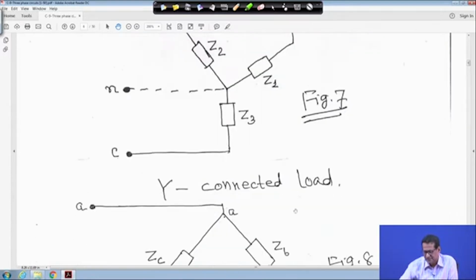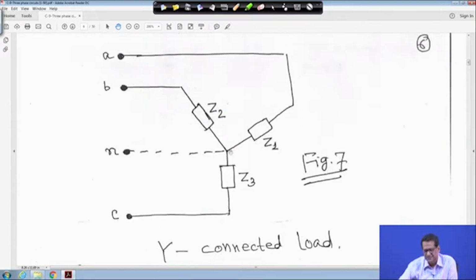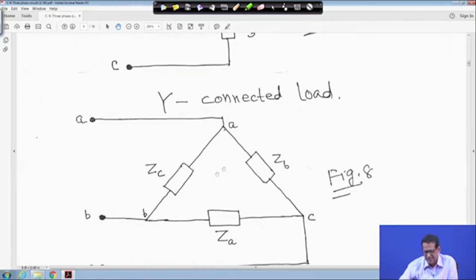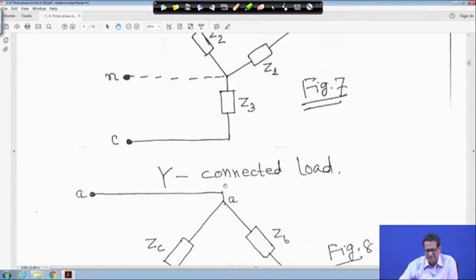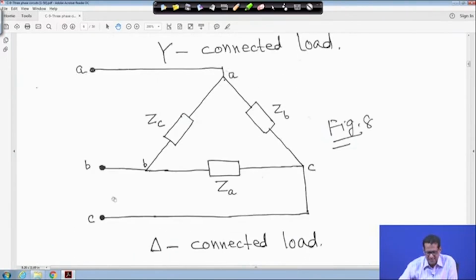This is for a star connected load. In a DC circuit we have studied star connected, and this is the delta connected. It is ZC, ZB and ZA. So star delta transformation is the same as in a DC circuit. There it was resistance, here it is impedance. And here also A, B and C are all marked. So this is the delta connected load.